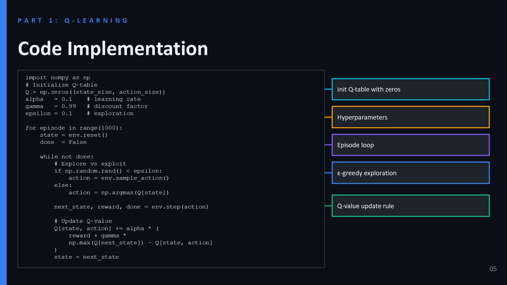Here is how it looks in code. We initialize a Q-table with zeros. Then for each episode, the agent explores or exploits, takes an action, gets a reward, and updates the Q value. Over time, the agent improves its decisions step by step.